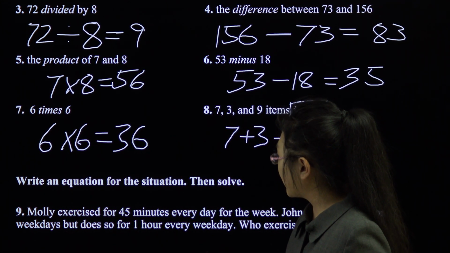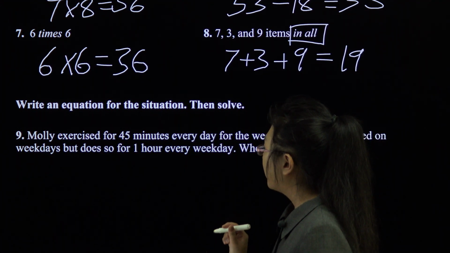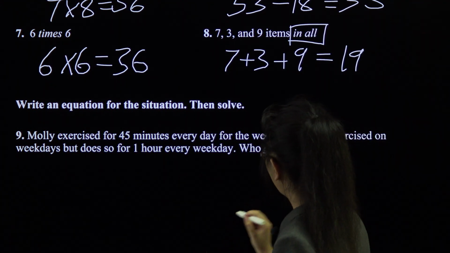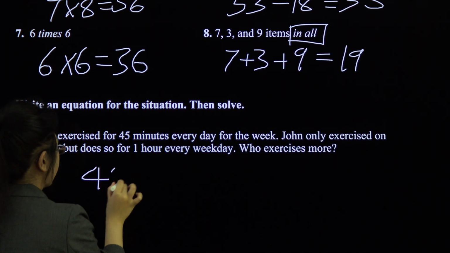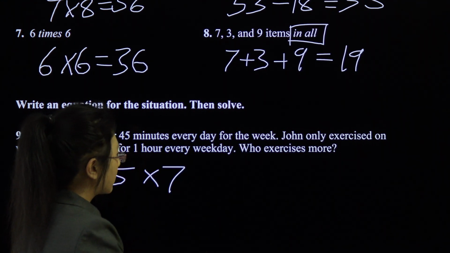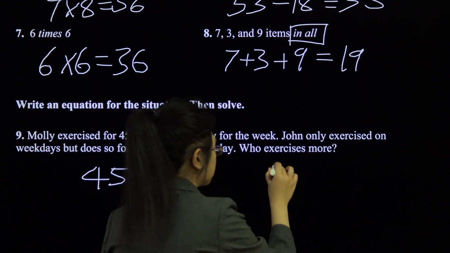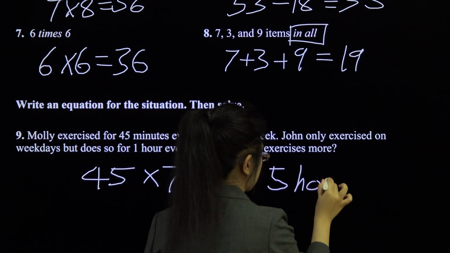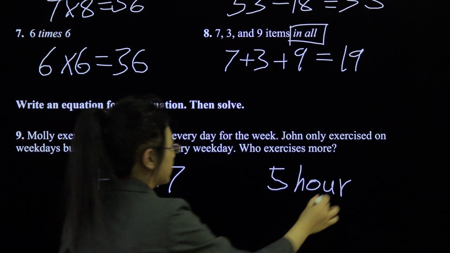Write an equation for the situation, then solve. Molly exercised for 45 minutes every day for the week. So there's 7 days in a week, 45 minutes every day for 7 days. John only exercised on weekdays, but does so for 1 hour every weekday. That's 5 hours. Because there's 5 weekdays, and 5 times 1 is 5.